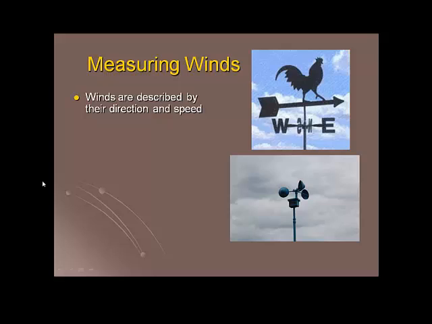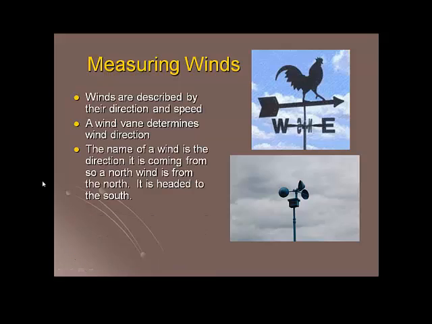Winds are measured in different ways. Winds are described by their direction and speed. A wind vane determines wind direction. The name of a wind is the direction it is coming from, so a north wind is from the north and it is headed to the south.